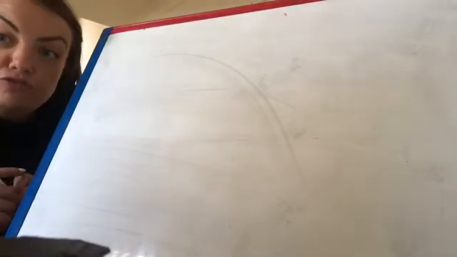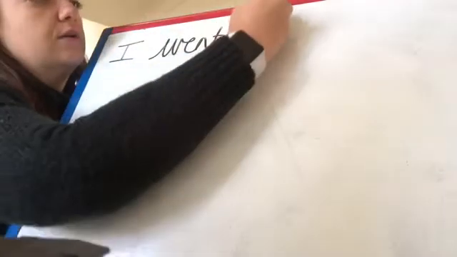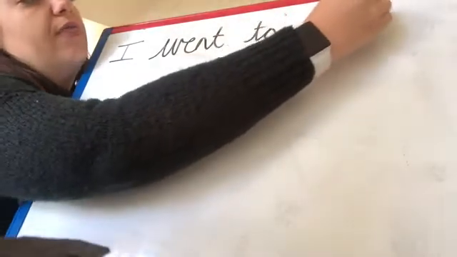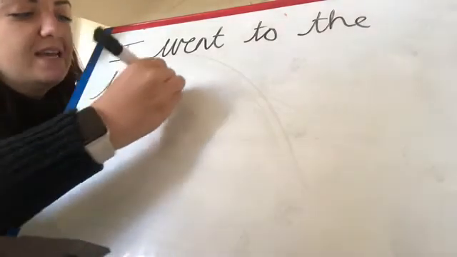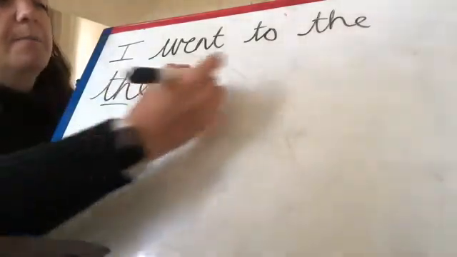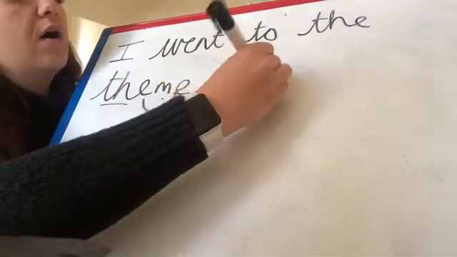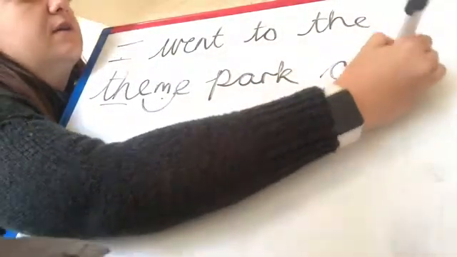Fantastic. Okay, so this one, a bit longer of a sentence. I went to the theme park and it was extremely fun. So nice and easy. Starting off, I went to the theme park. Now we've read theme, so hopefully you have remembered that one. So E, and then it's a M in the middle. Theme park. Theme park. And I've used my coordinating conjunction there.